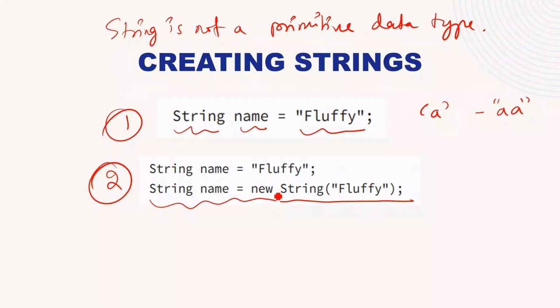Now it makes sense, right? Because string is a class, and when you're going to create a string value, you are actually creating an object. So this also makes sense. So this technique also creates a new string Fluffy like this. But there is a basic difference between these two techniques.